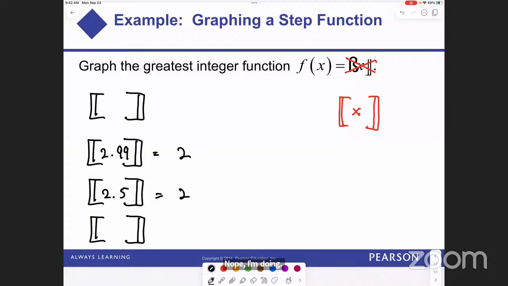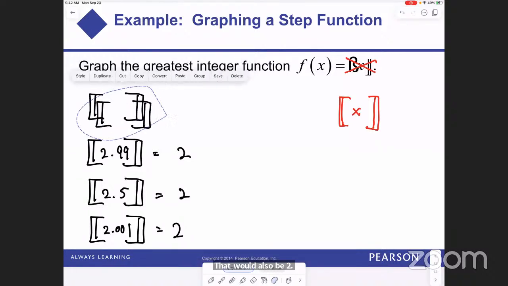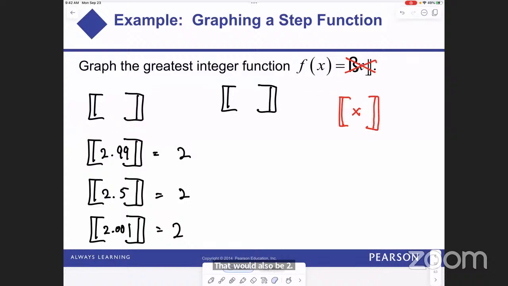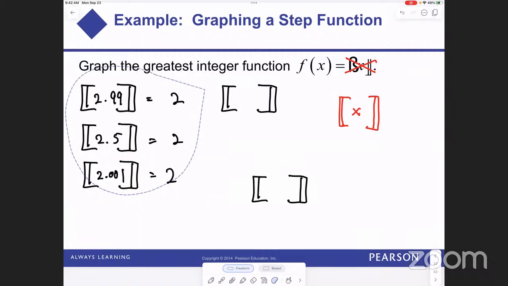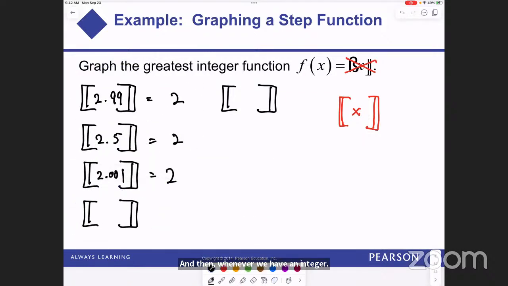So what if we had like 2.00001, right? What's the greatest integer less than or equal to that? That would also be 2. And then whenever we have an integer, for instance, what's the greatest integer less than or equal to 2? That result will be 2, right? So if we were to plot those, all of these results, given those different x values, the corresponding y would be 2, right? Let's do a few more.